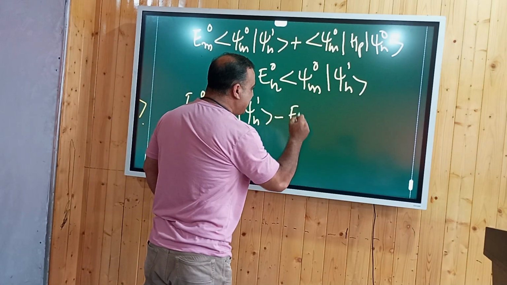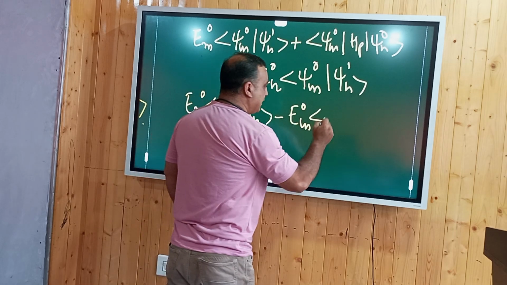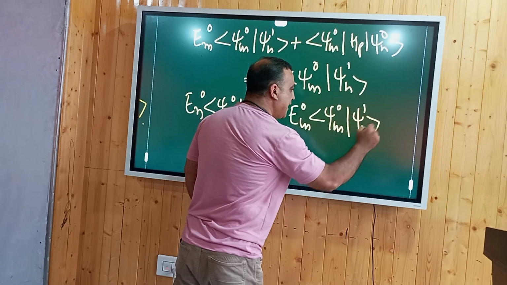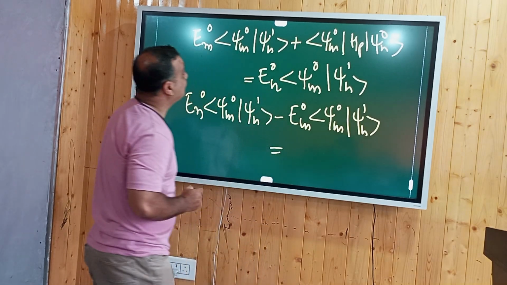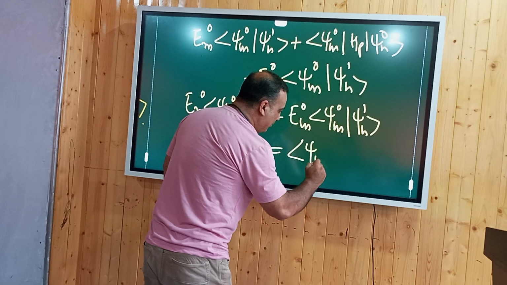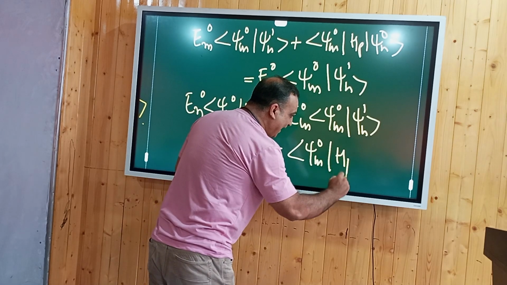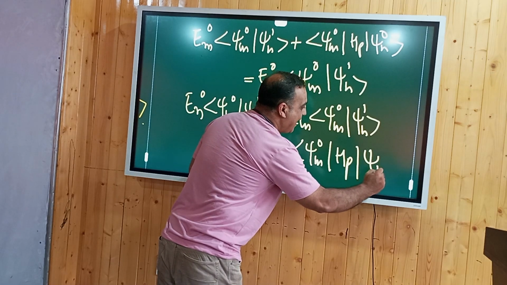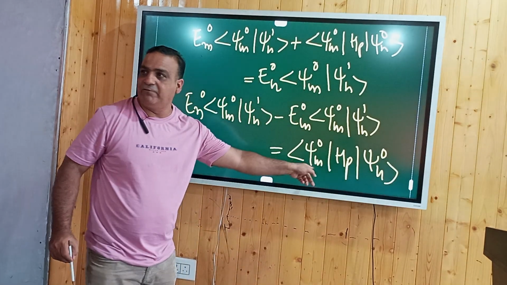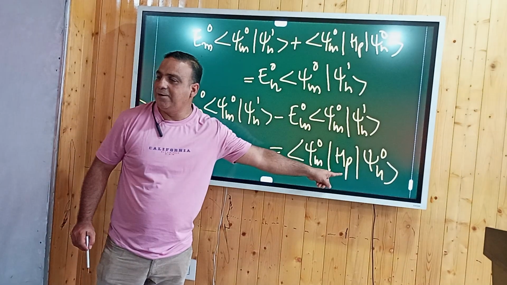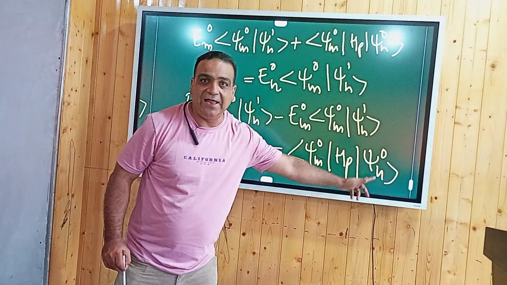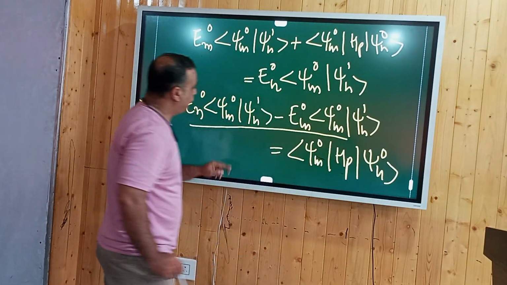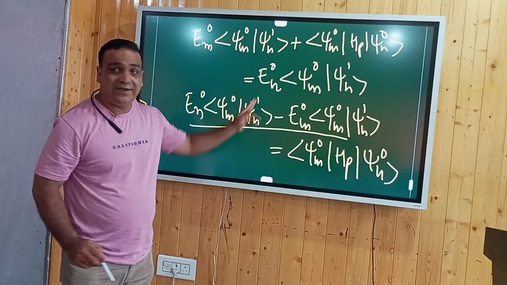So this will go on the other side. It will become minus E_m^0 <ψ_m^0|ψ_m^1>. This will be equal to <ψ_m^0|H_P|ψ_m^0>. You see, again your H_P is in the unperturbed framework. You are calculating your perturbation in terms of unperturbed, which is exactly calculable. So now, from these two, you can see <ψ_m^0|ψ_m^1> is common.